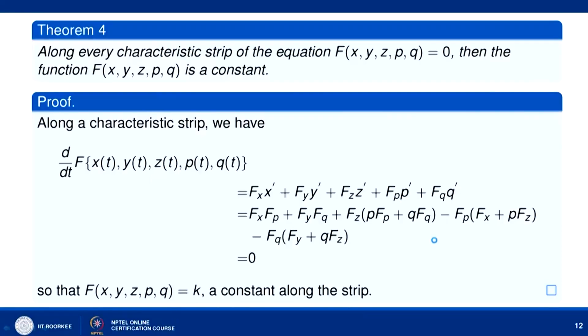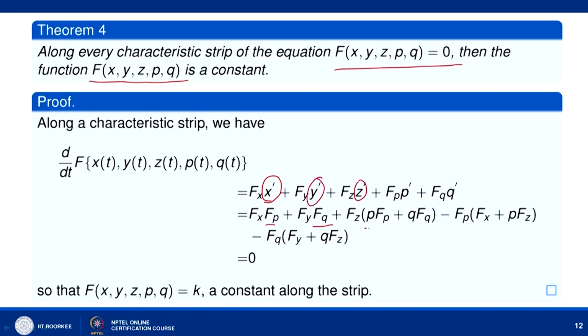So, in this direction we have the following result: along every characteristic strip of the equation f of x y z p q equal to 0, the value of f of x y z p q remains constant. To prove this, you simply differentiate with respect to t of f of x t, y t, z t, p t, q t, and you get f of x, x dash plus f of y, y dash plus f of z, z dash plus f of p, p dash plus f of q, q dash.